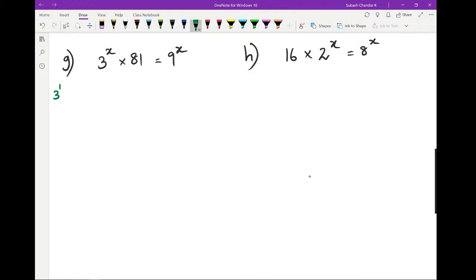3 to the power of 1 is 3. 3 squared is 9. 3 to the power of 3 is 27. And 3 to the power of 4 is 81. Now, it's really important that you remember these numbers.